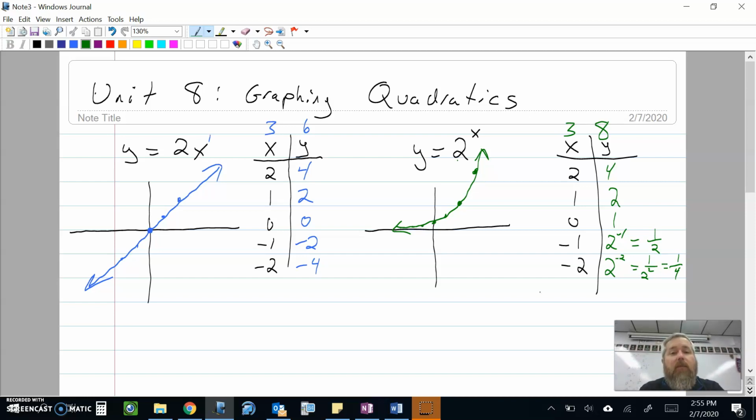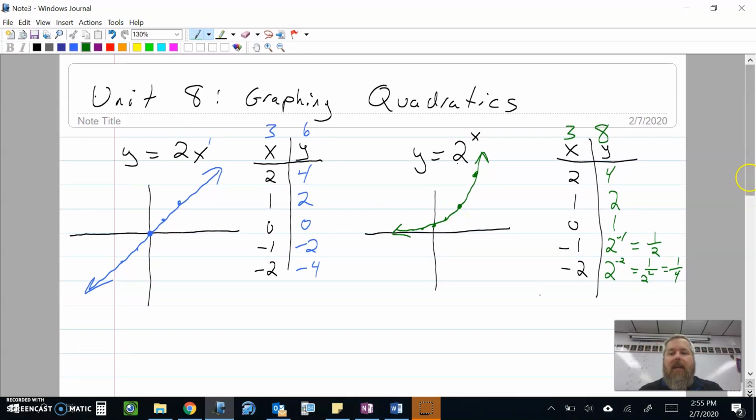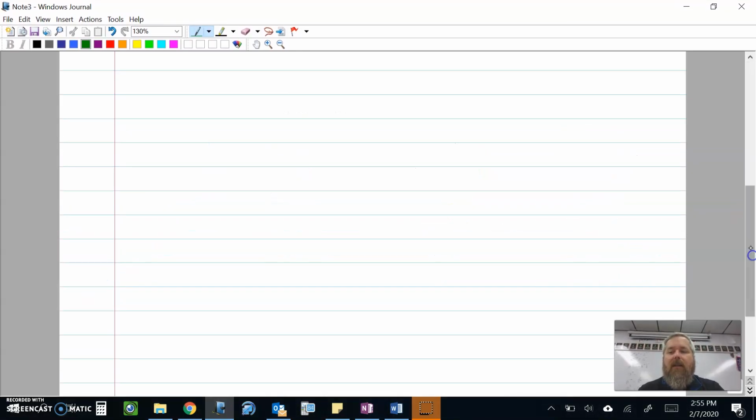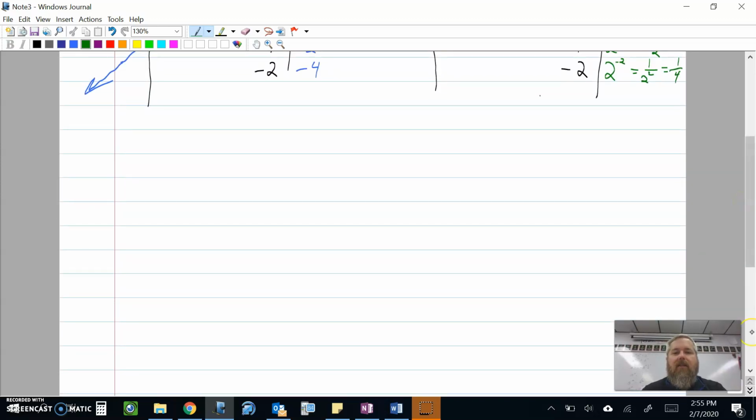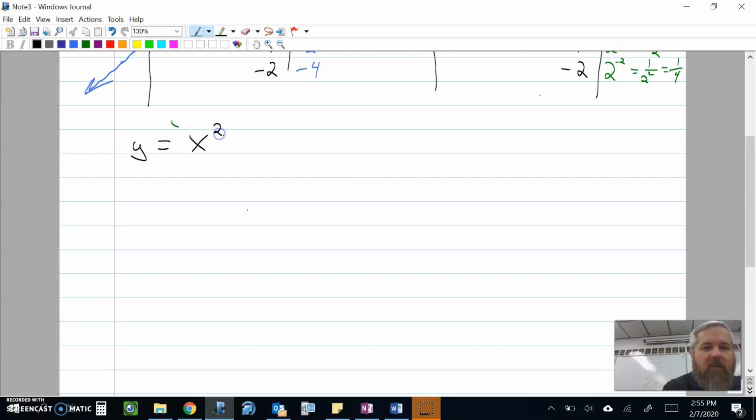So those are the two major types of functions that we've talked about thus far. Linear makes a straight line. We talked about exponential. Makes this curve thing like this. But today we're going to start talking about quadratics. And that's going to look something like this. Y equals x squared. Y is equal to x squared.